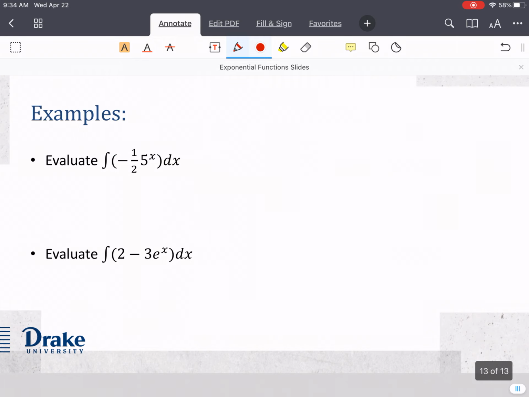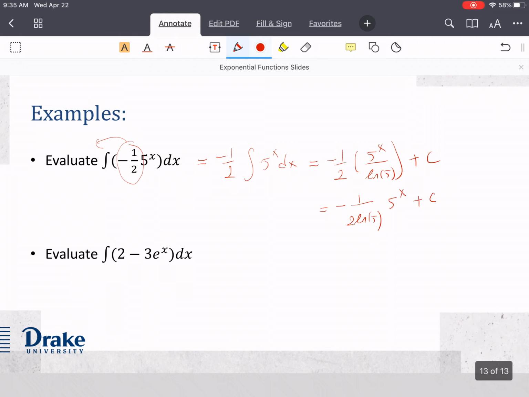A couple of examples for this are given. So if you were to integrate 1/2 times 5 to the x dx, we could do this as follows. Because this is a constant, I can take it out. I can say 1/2 integral of 5 to the x dx. And that is basically 1/2 times the antiderivative for 5 to the x, which is itself divided by ln of that base, which is 5. And then you add c. So if you clean this up a little bit, you can say 1 over 2 ln 5, just some number, times 5 to the x plus c. That would be a very reasonable answer.